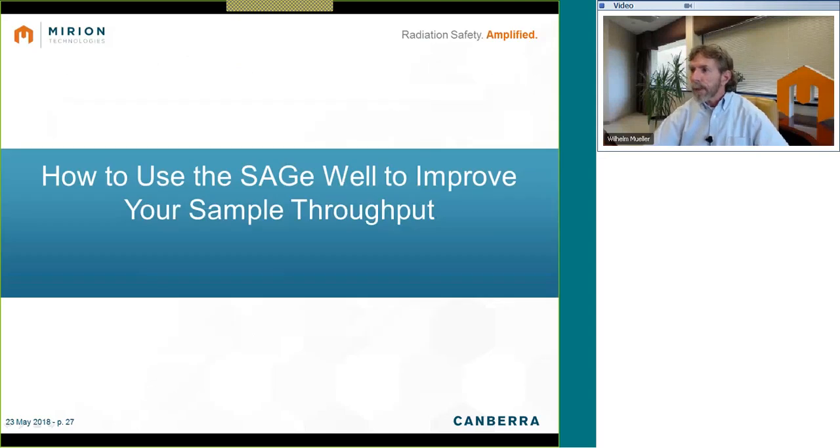So to illustrate the value of the sage well, Will's going to help me out here and show some example geometries as I talk through this. I'm aware that many or maybe most of you know a lot about the basic impacts of improved counting geometries for reduction of counting times or reduction of detection limits. I'm going to run through a few examples here to show you what I think are some fairly significant impacts of those different geometries to make the case for how the sage well detector can help you out.